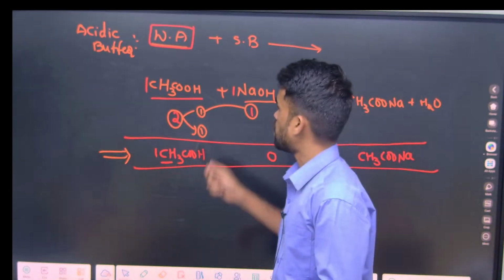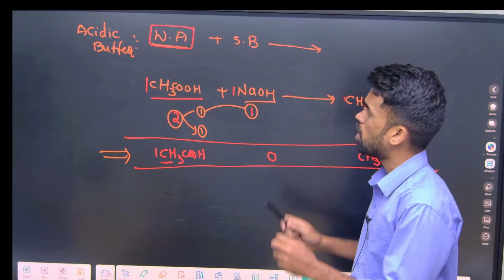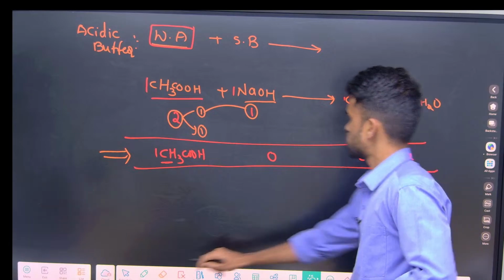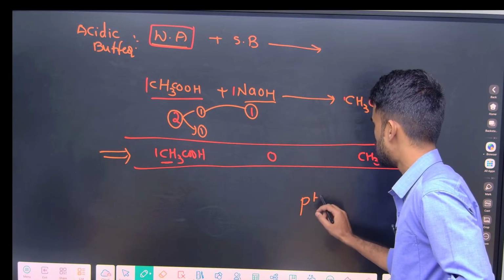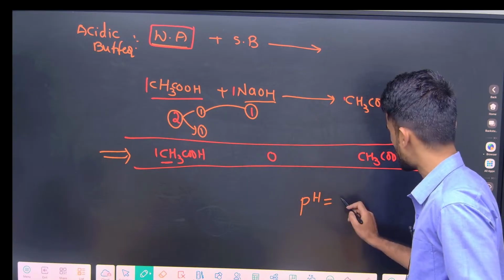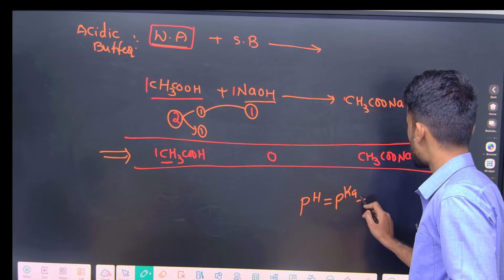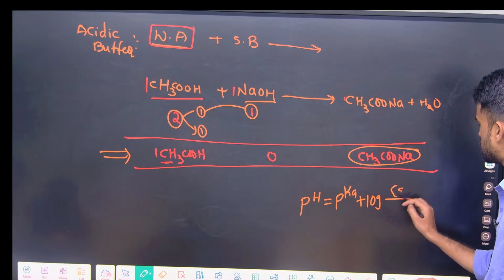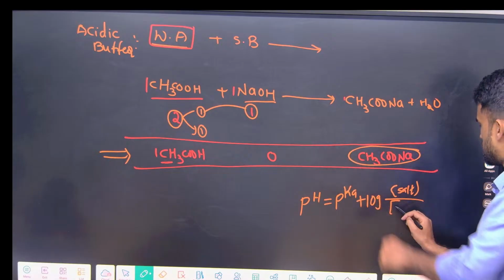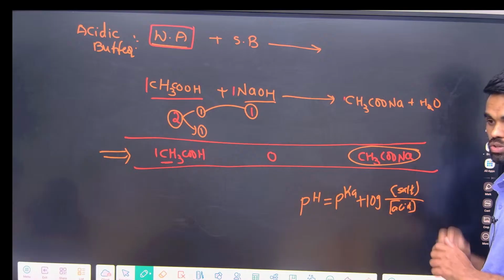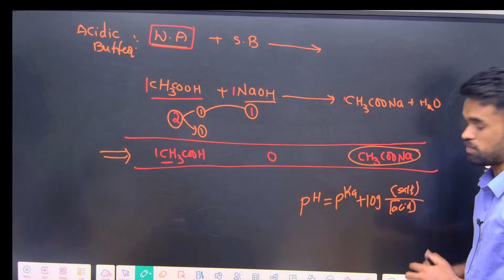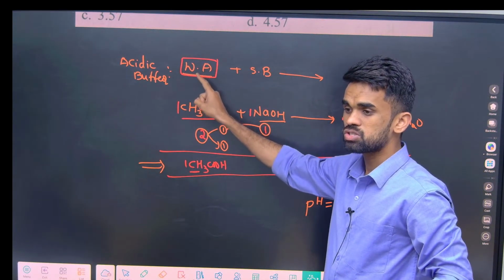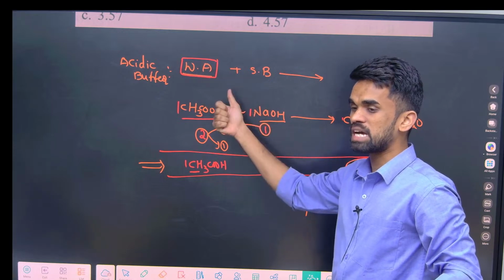So you got the acidic buffer now. They will ask you how to calculate the pH of this acidic buffer. The derivations of this I have already discussed. pH equals pKa plus log of the concentration of salt by the concentration of acid. This is what you need to know. This is the story about acidic buffer. Again tell me, what is the mixture of an acidic buffer? A weak acid plus the salt of that weak acid with a strong base.